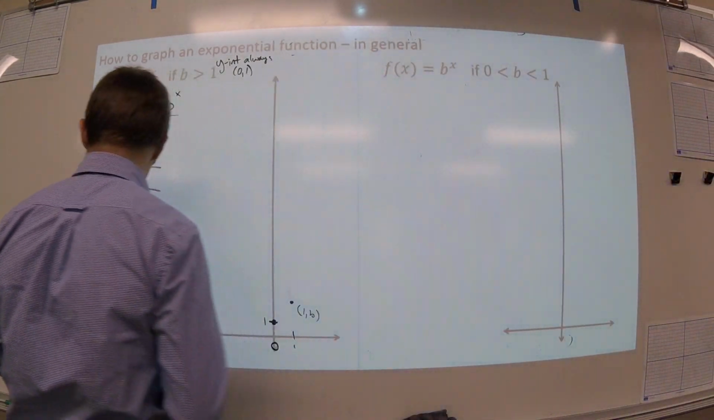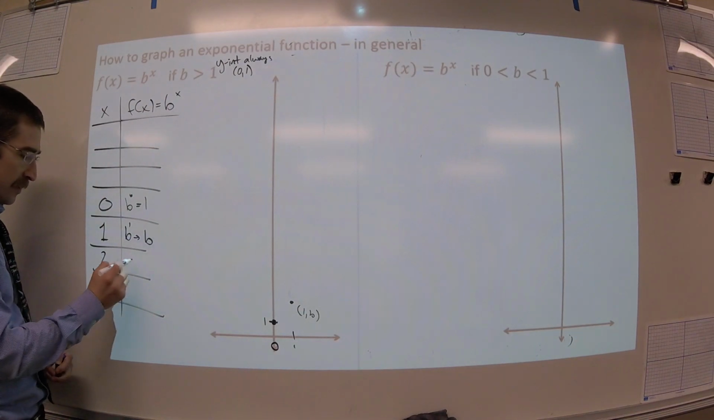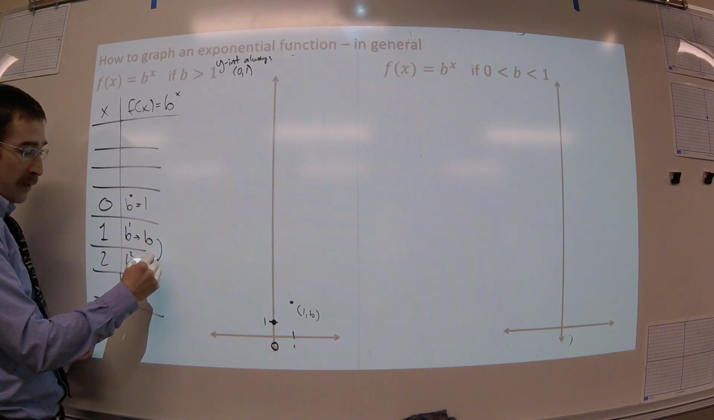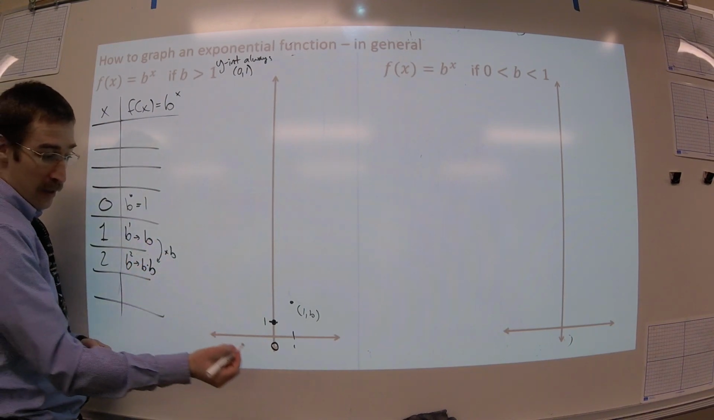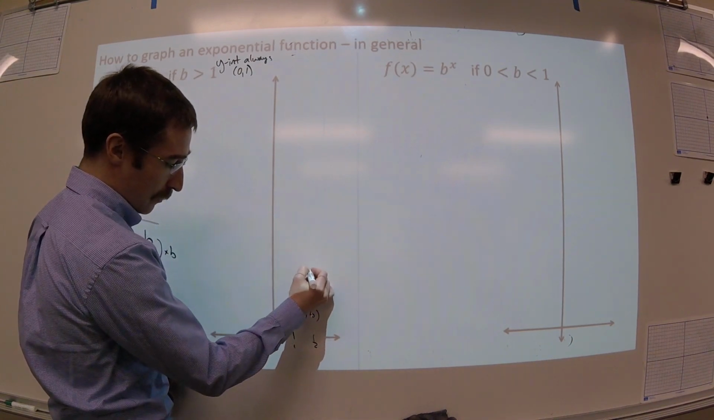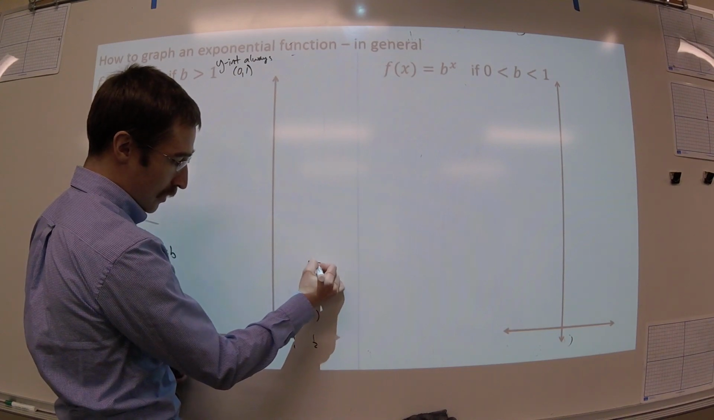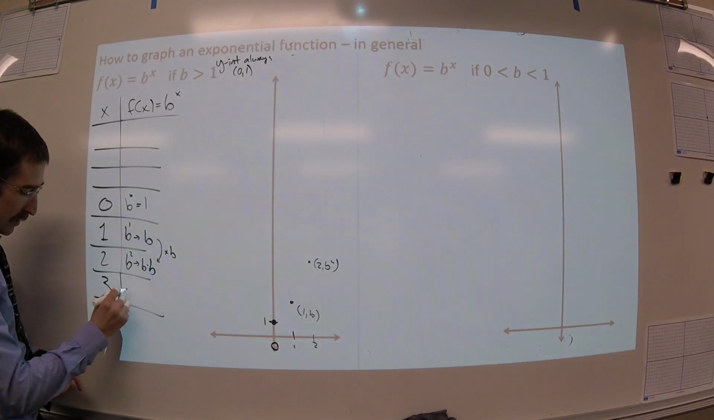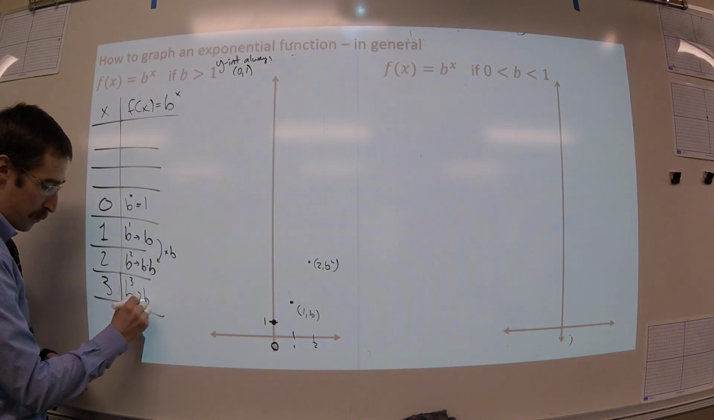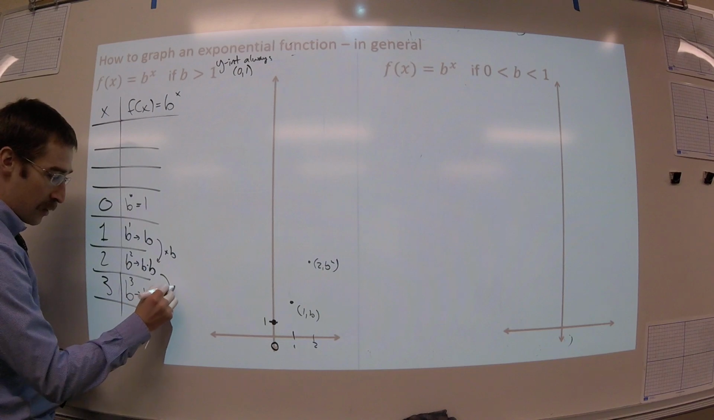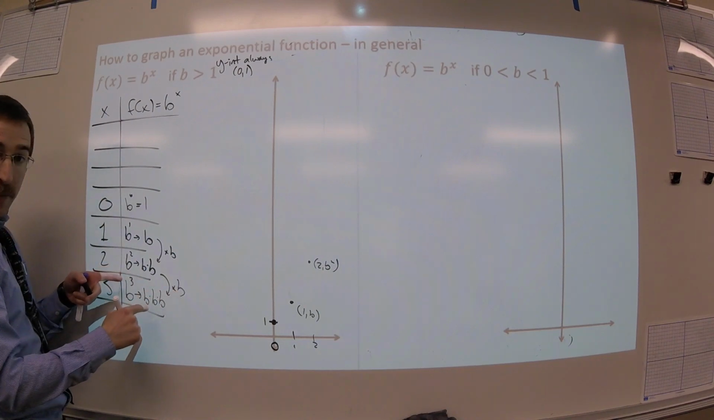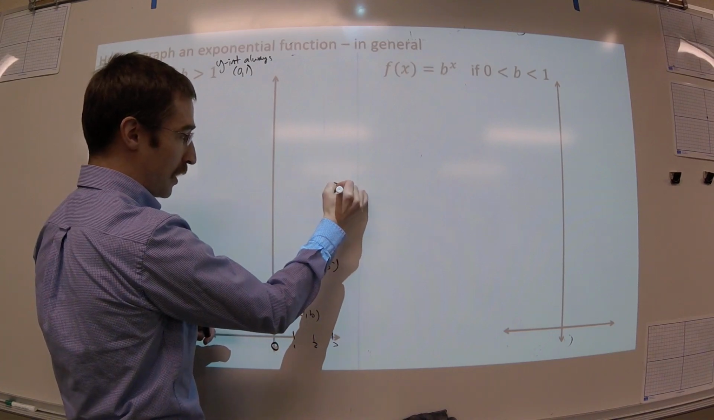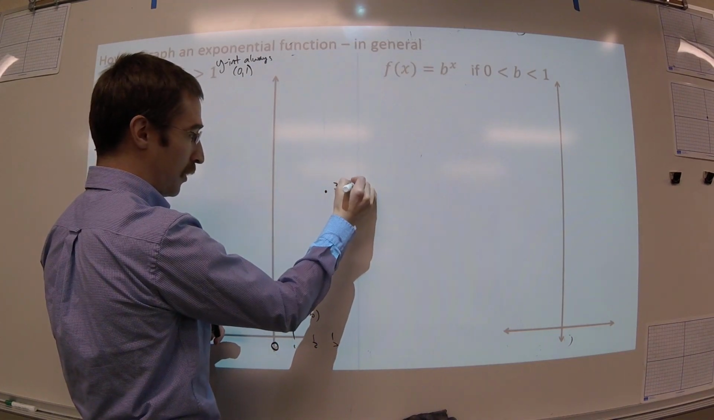So now if I put 2 in there for my x, I'm going to get b squared, or b times b. It's this previous one times b. So now if x is 2, I'm going to get 2, b squared. And then if I put 3 in for x, I'm going to get b to the 3rd, which is b times b times b. Or in other words, I'm taking this and multiplying it by b again. So 3, b to the 3rd.